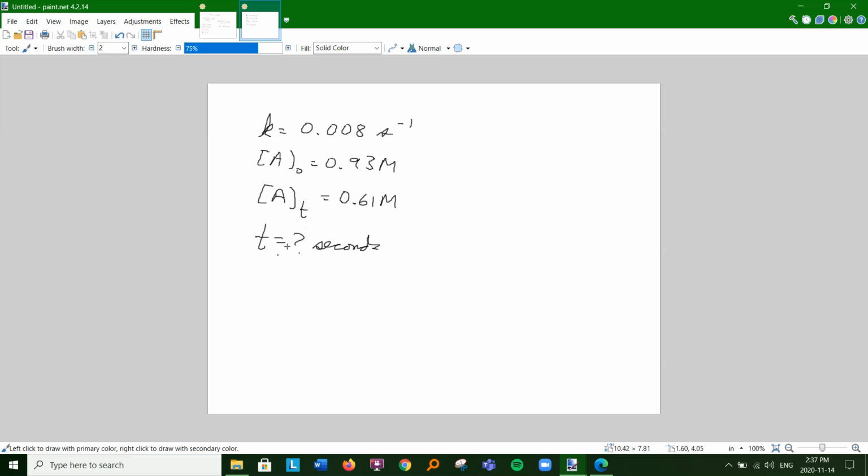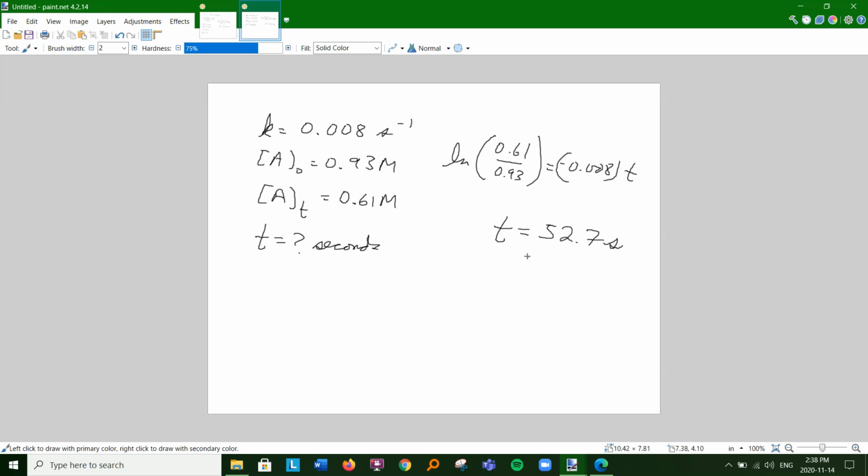So I want to solve for time here. So the natural log of A, so the natural log of 0.61 over 0.93 is minus 0.008 times the time. So the time is going to be: we'll take 0.61 divided by 0.93, take the natural log of that, and divide by negative 0.008, right? Time has to be a positive number as well. So it would take 52.7 seconds.